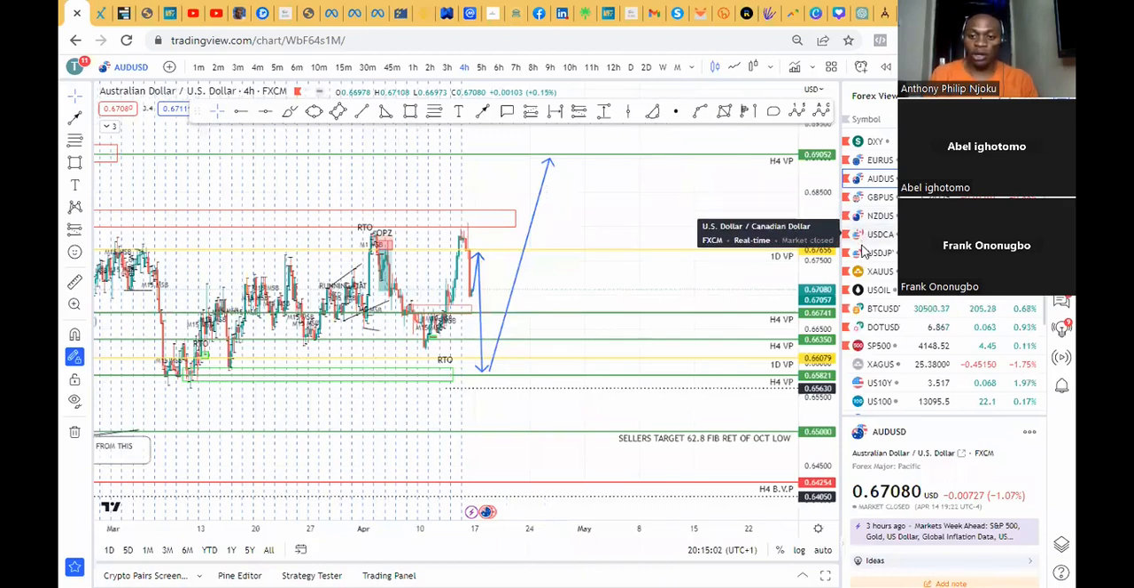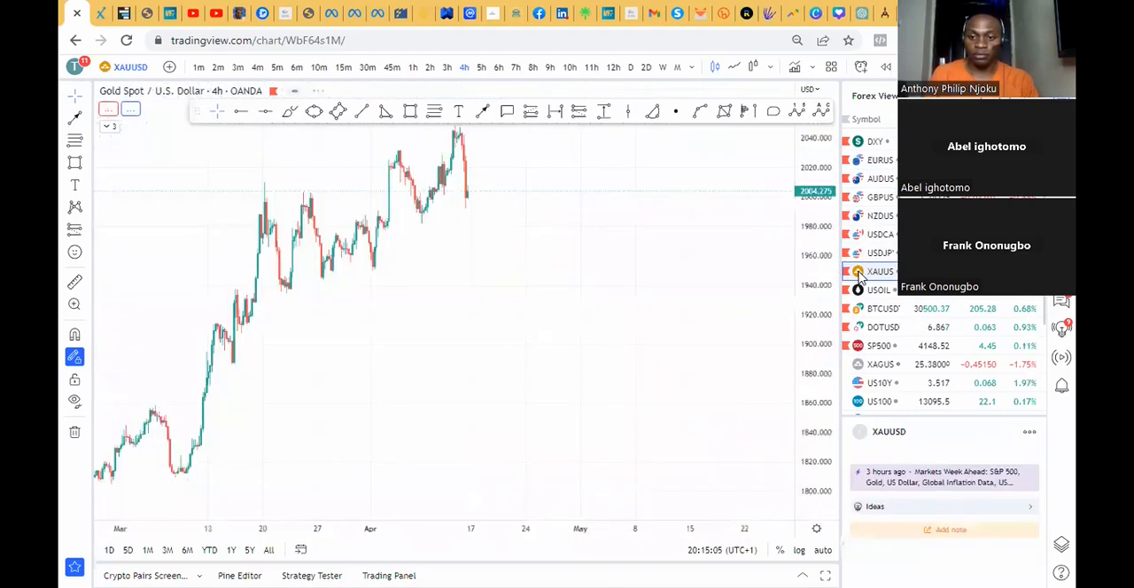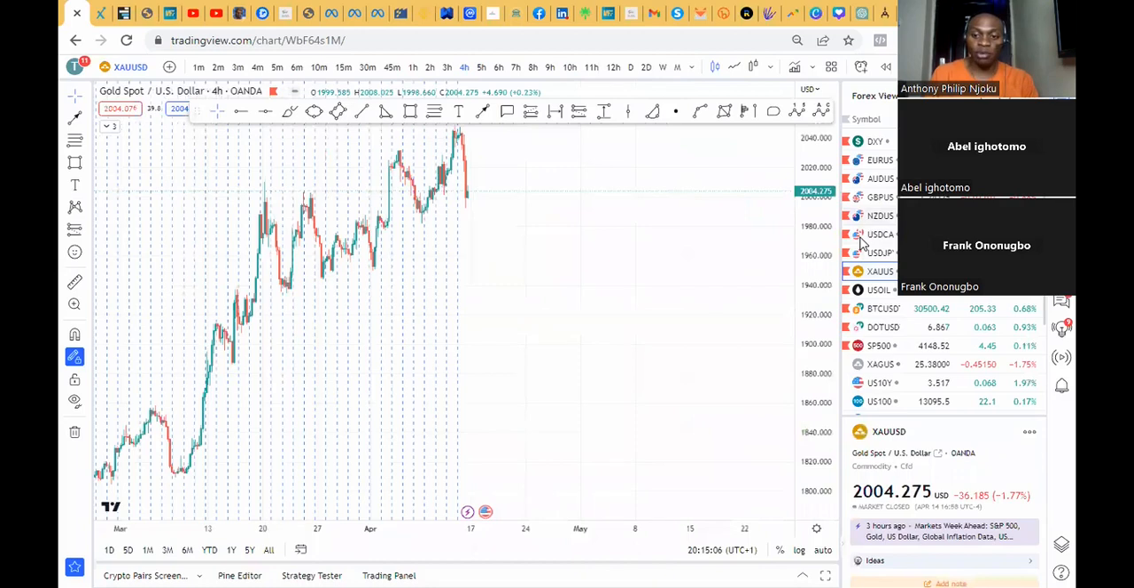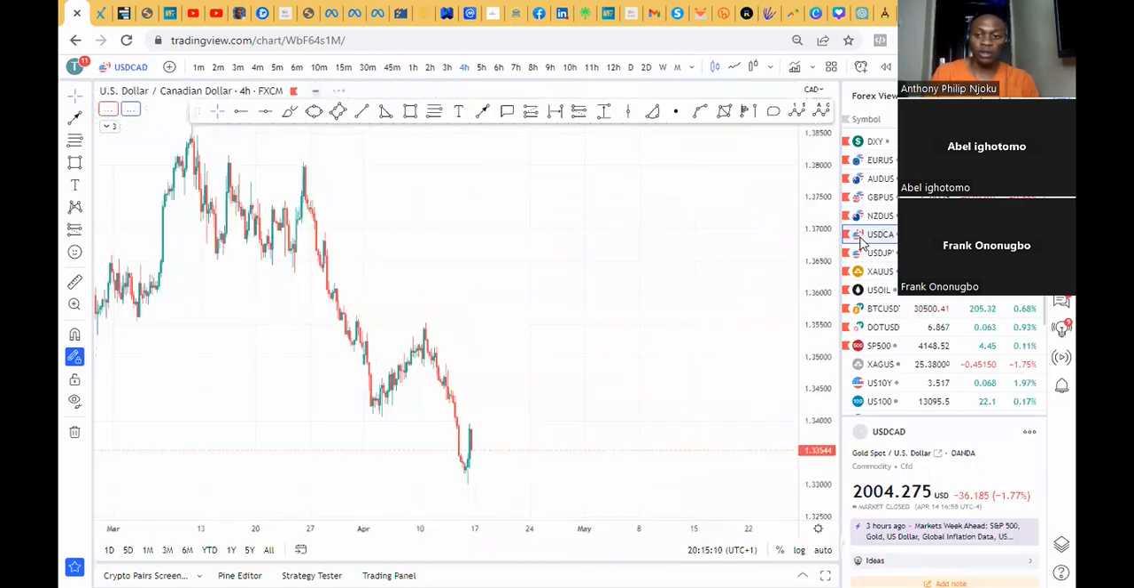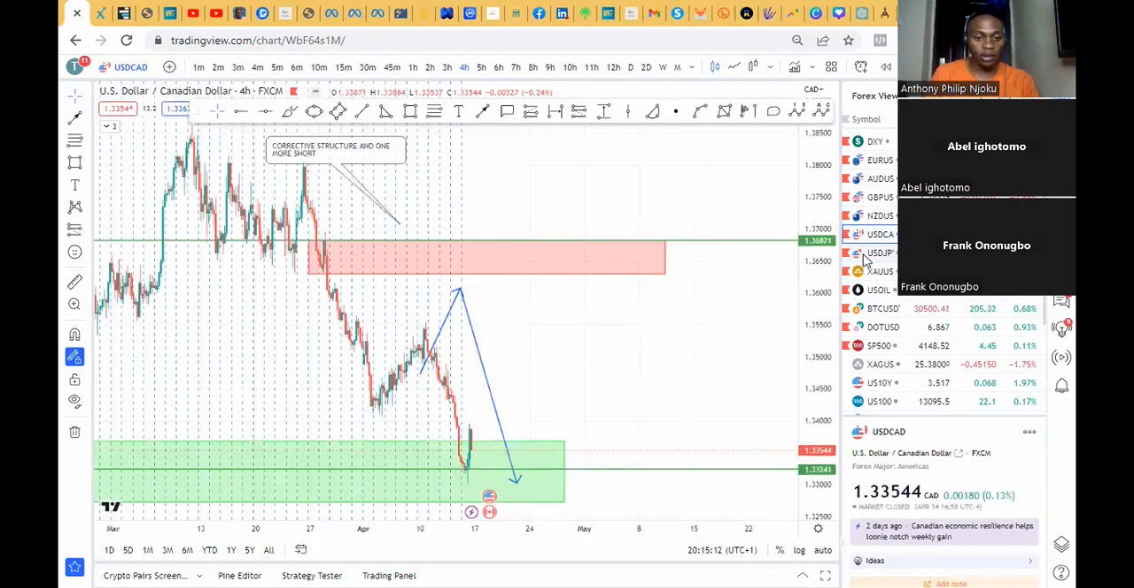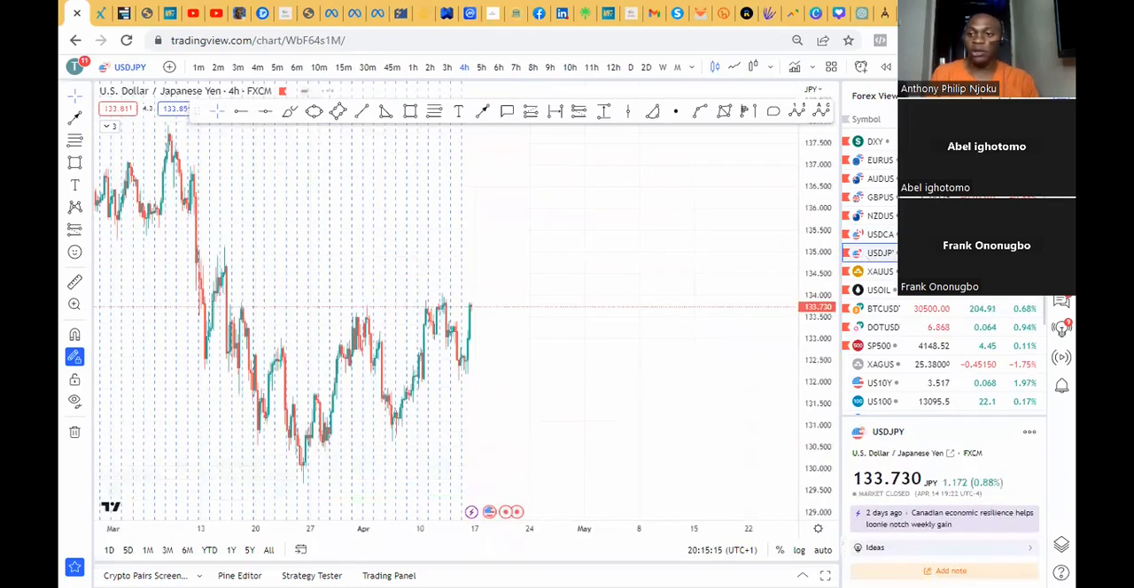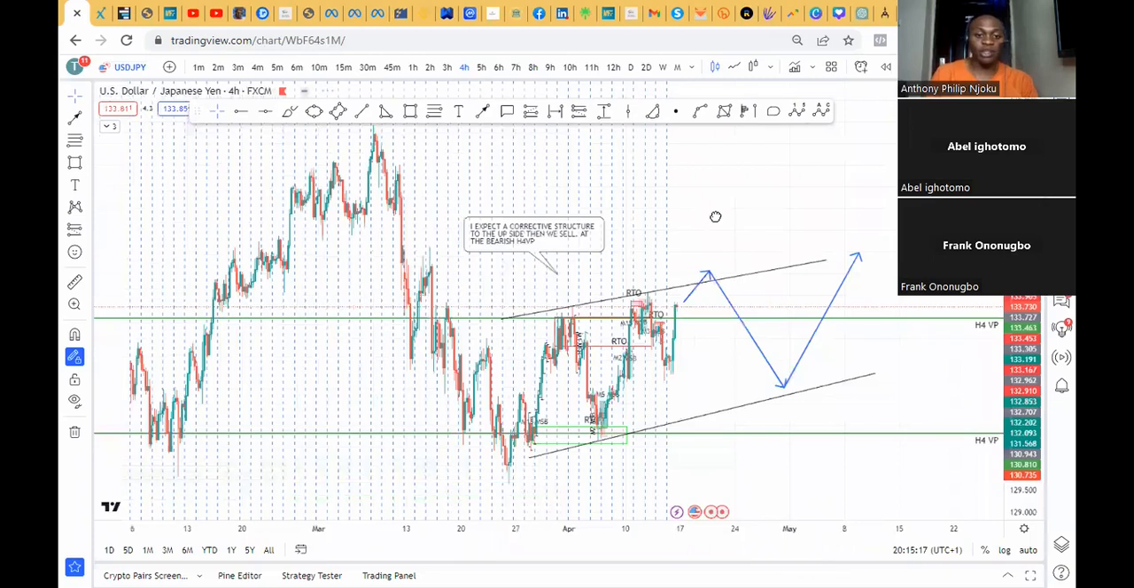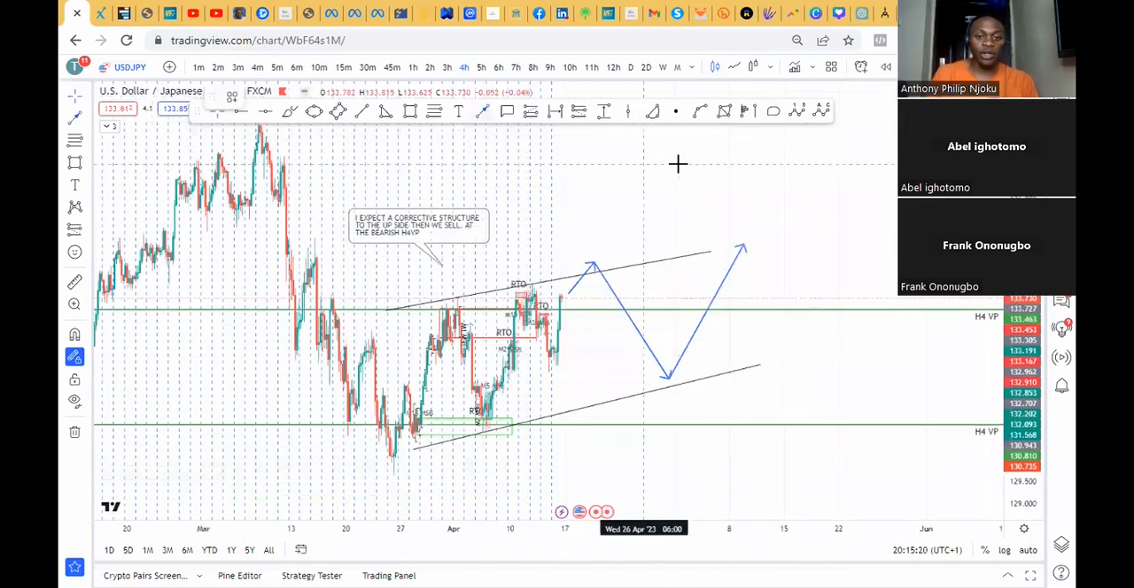So the next on our list is gold. Okay, sorry, here's the JPY. And CAD did our move for last week. We didn't get to our corrective structure. So this is for USD/JPY for this week. For USD/JPY, I expect a corrective structure to the top side. Then we sell at the bearish validation point.